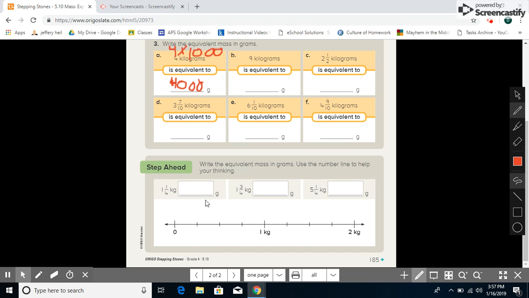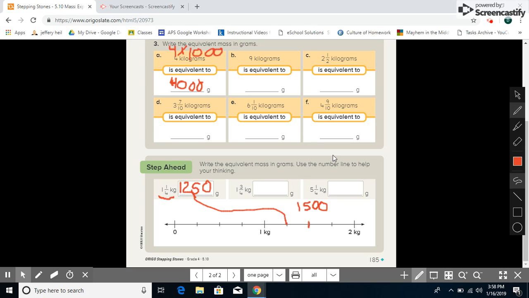Step ahead is having you use a number line. So we have 1 1/4 of a kilogram. If I was going to plot that on the number line, I would have 1 and 1, 2, 3. So these are fourths. It would go right here. I know that this right here would be 1,500 grams because it's 1.5 kilograms. So I know that 1/4 of a kilogram would be 250. So my answer is going to be 1,250, because 250 is half of 500. 1/4 is half of half.